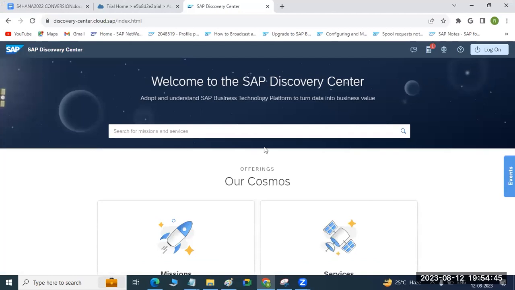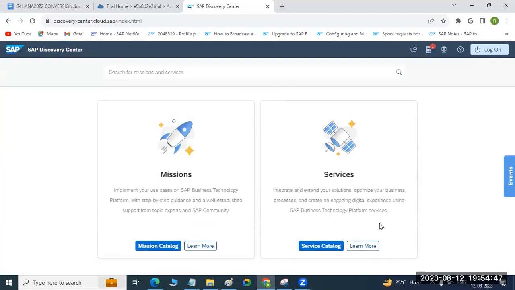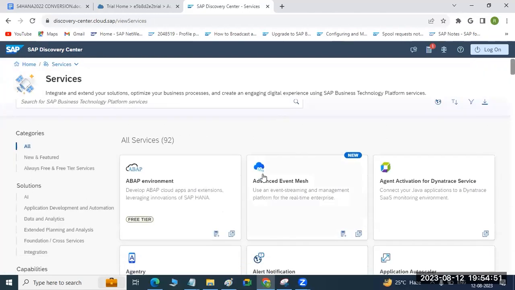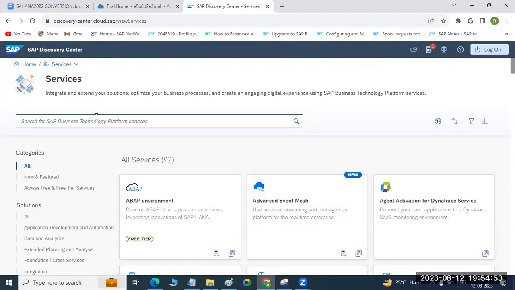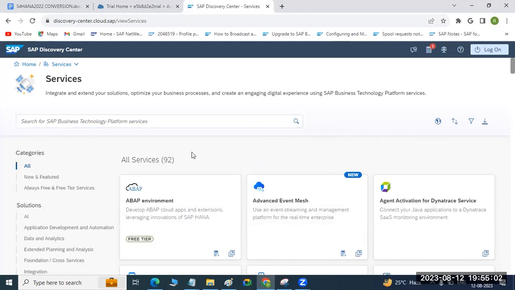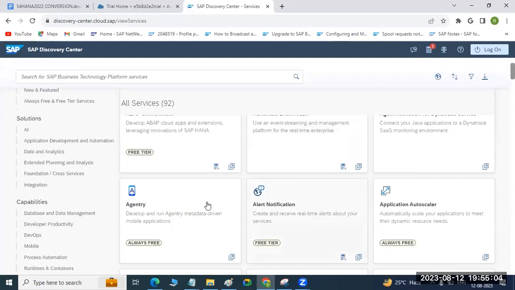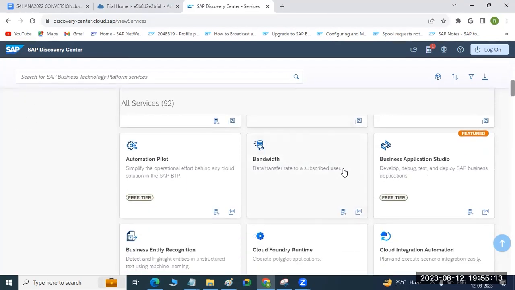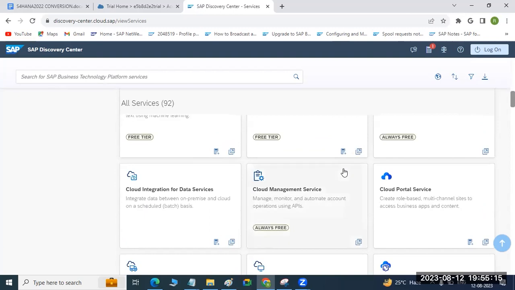Suppose I want to use some HANA related services, HANA cloud related, maybe data warehouse related, some launchpad related services. Then you can go here. Almost all services are free to use in the trial account and the enterprise account, but there are limitations. Some services are not free.